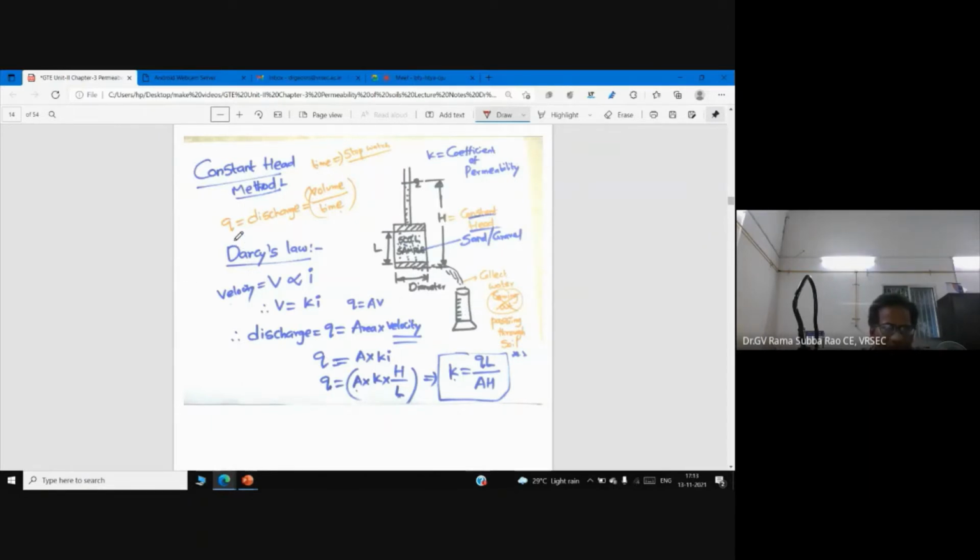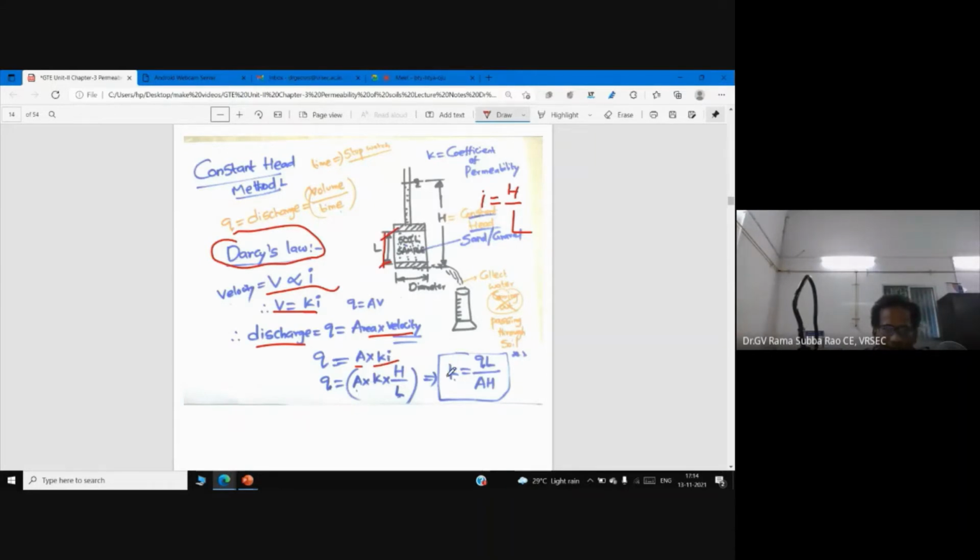Let me recall Darcy's law. According to Darcy's law, velocity of flow is directly proportional to i. The proportional constant is k. This k is actually of our interest now, the coefficient of permeability. Discharge Q is equal to area into velocity, so from Darcy's law, Q = k i A. Here i is the hydraulic gradient. In this situation, the hydraulic gradient is the difference of head, and in fact we have only one head, h, divided by L, so i = h/L, where L is the length of the soil sample.